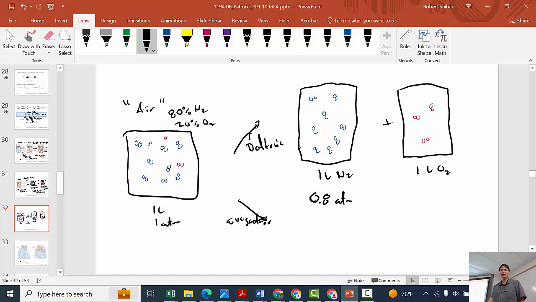How many atmospheres of nitrogen? 0.8 atmospheres. And then how many atmospheres of oxygen? 0.2.